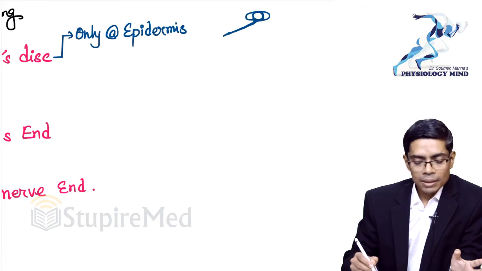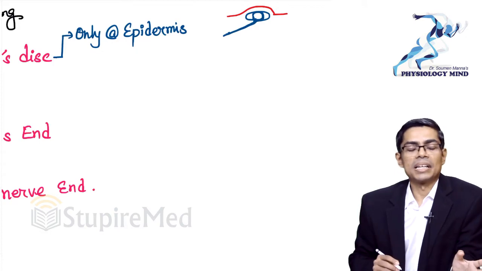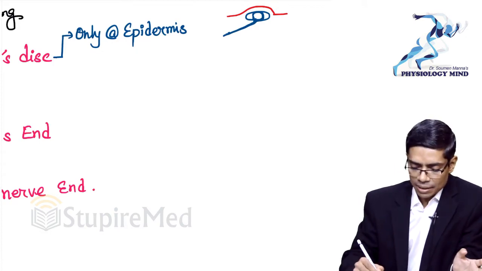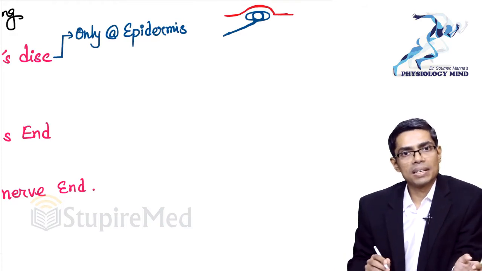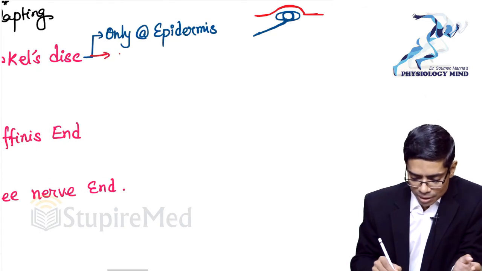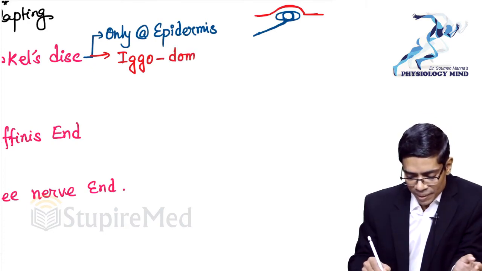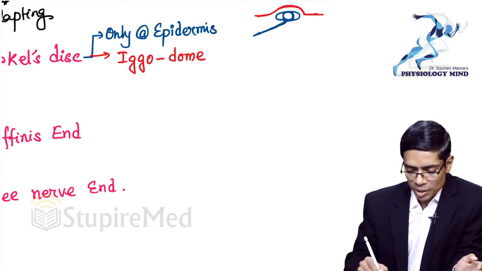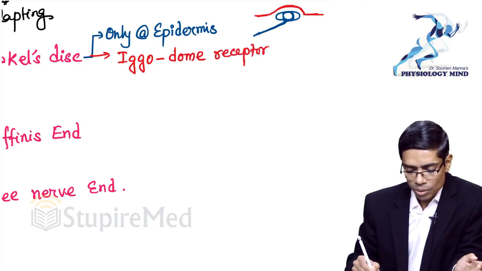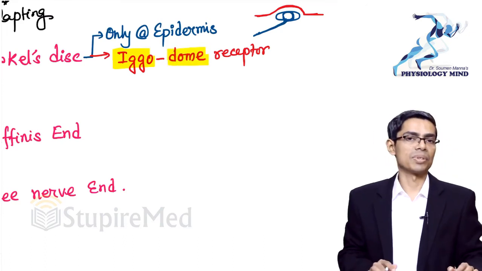Okay, so epidermis level. Now suppose this is the Merkel's disc located at the level of epidermis. The epidermis is a little elevated at the level where this Merkel's disc is present. This elevation is a dome-shaped elevation, which was first discovered by a scientist named Iggo. That's why Merkel's disc is also known as Iggo dome receptor. Dome-shaped elevation of epidermis, Iggo dome receptor.